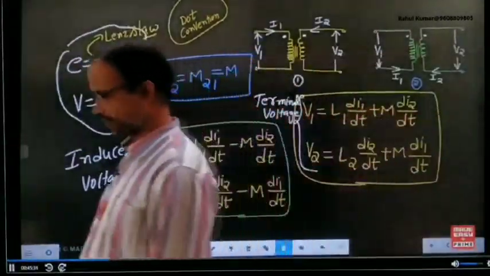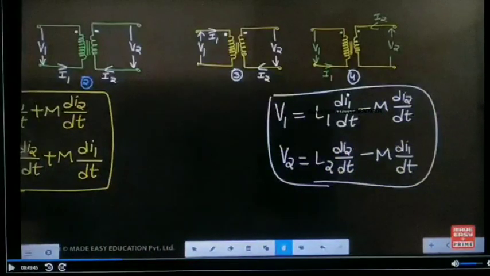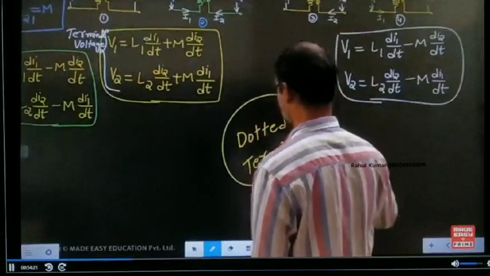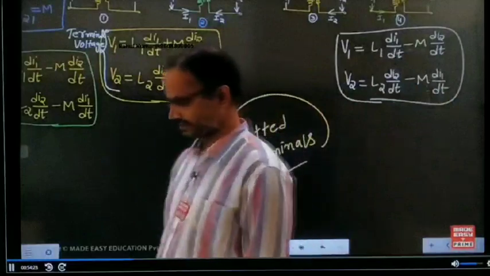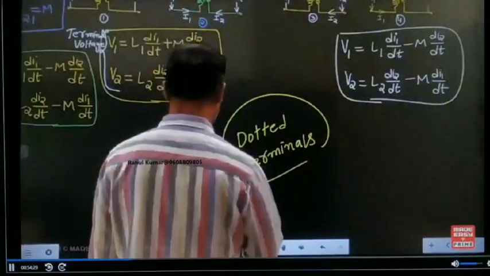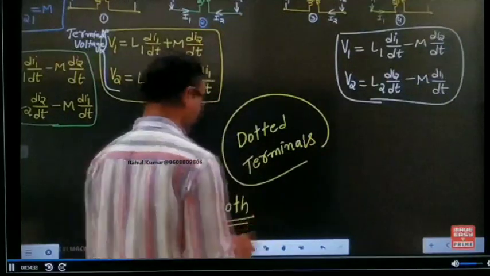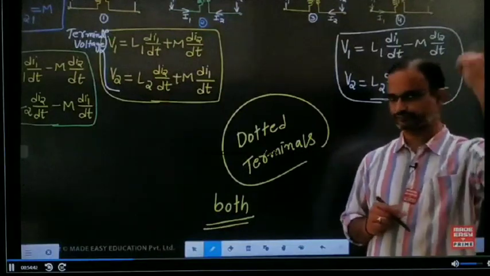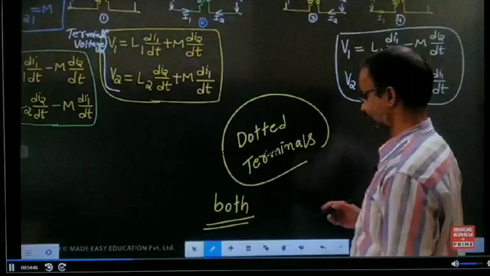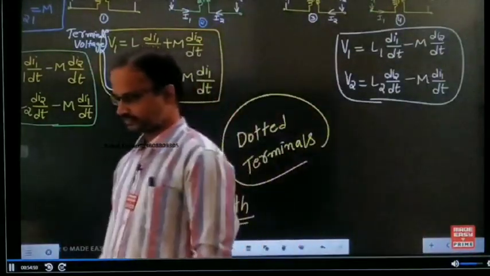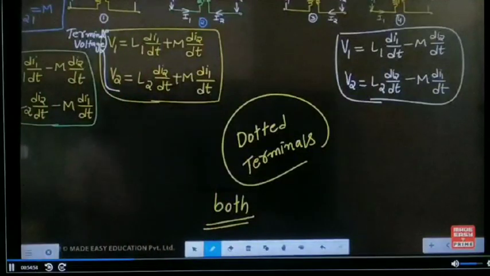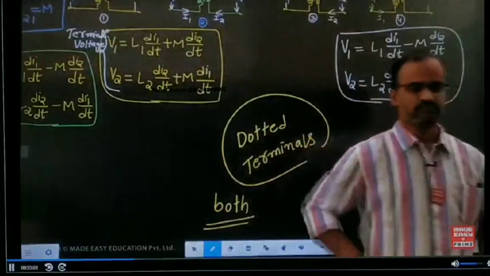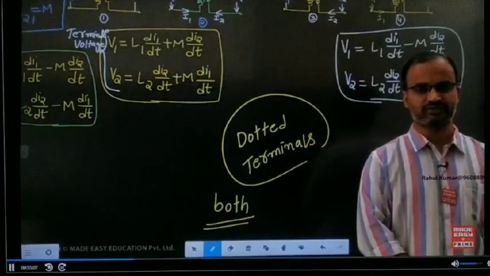Now the dot convention. When the current is either entering or leaving at both dotted terminals, the sign of the mutual induced voltage is the same as the sign of the self-induced voltage.